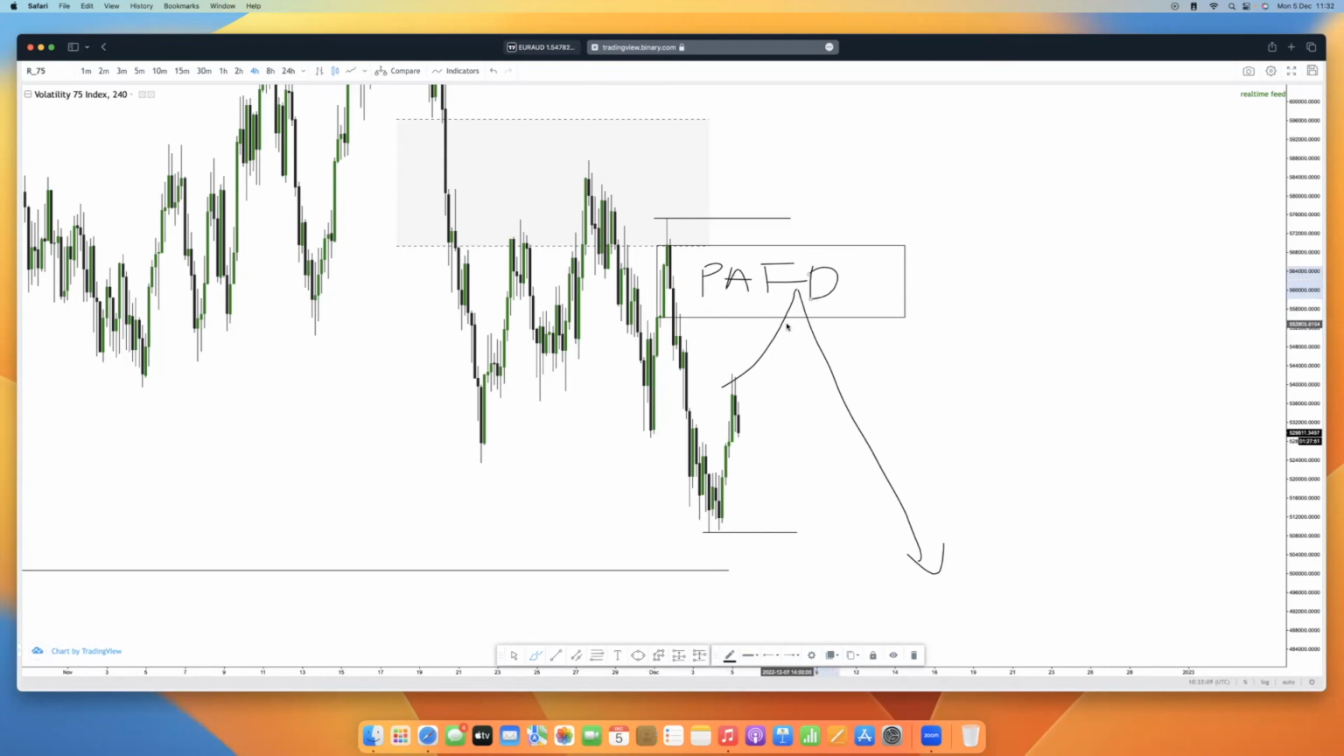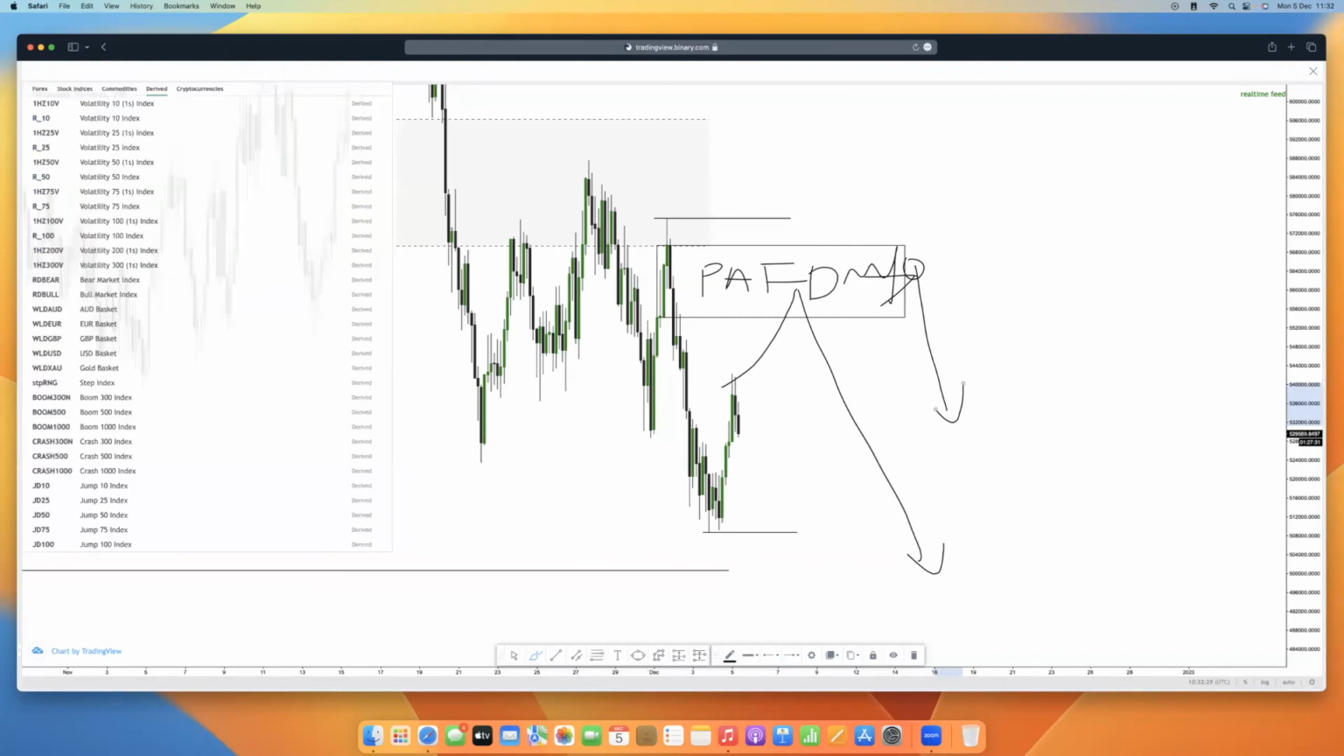Want price to come into that area, look for break of structure on lower time frame, and the retest, and then you catch your entry to go down. That's what I'm seeing for Vix 75 presently. Okay, and then the last one is going to be step index. Right, step index.